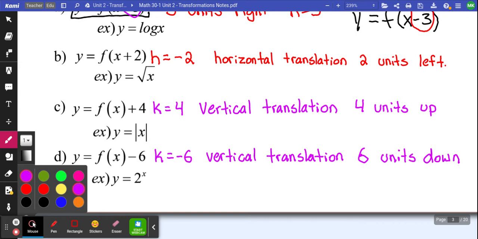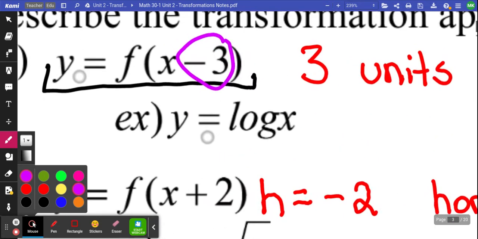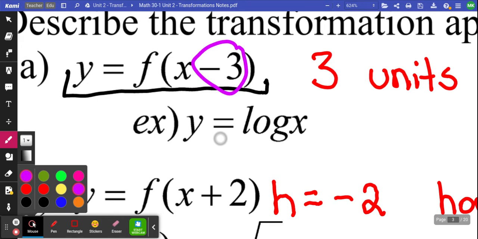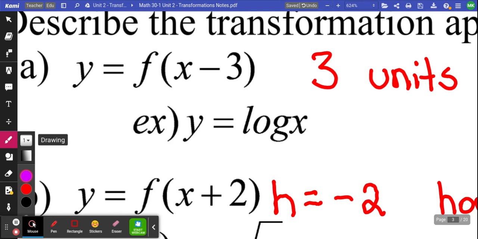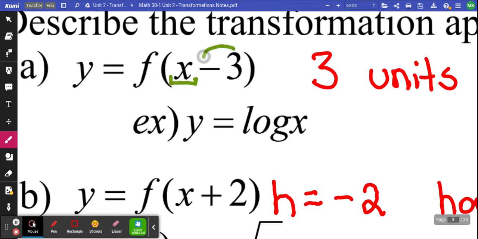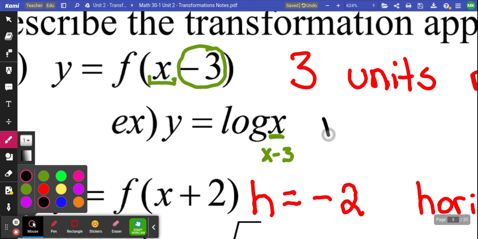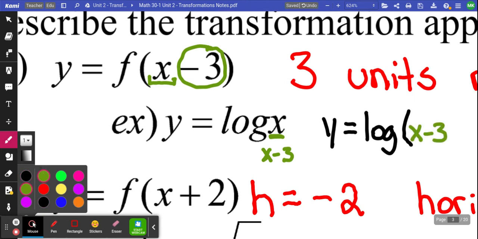Let's talk about what it actually does to the function. So let's go back to A. I have y equals log x. What this means, when you see a horizontal translation, you need to take all your x values and subtract 3. I like to think of it as you replace x with x minus 3. So I'm going to go to the equation and replace x with x minus 3. My new equation would look like this. Y equals log, instead of x, I write x minus 3. That is your new function. It has gone 3 units to the right. It's like substituting, essentially.